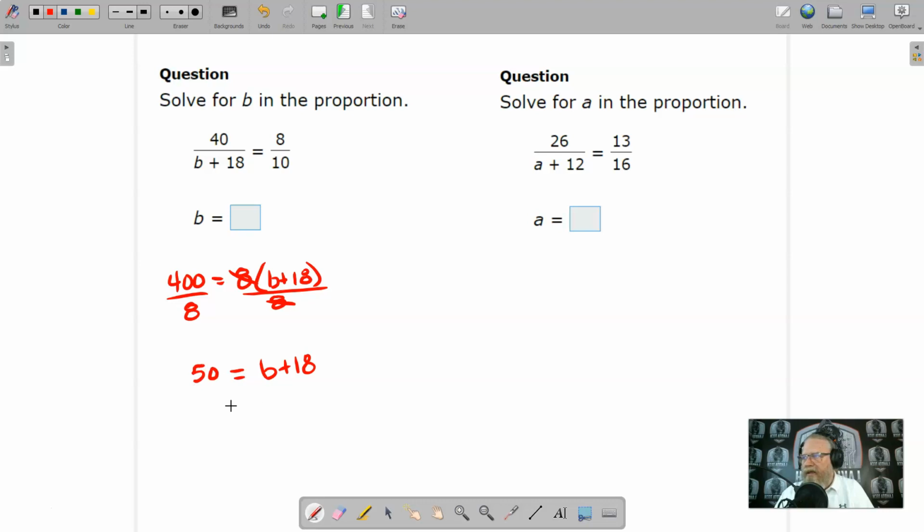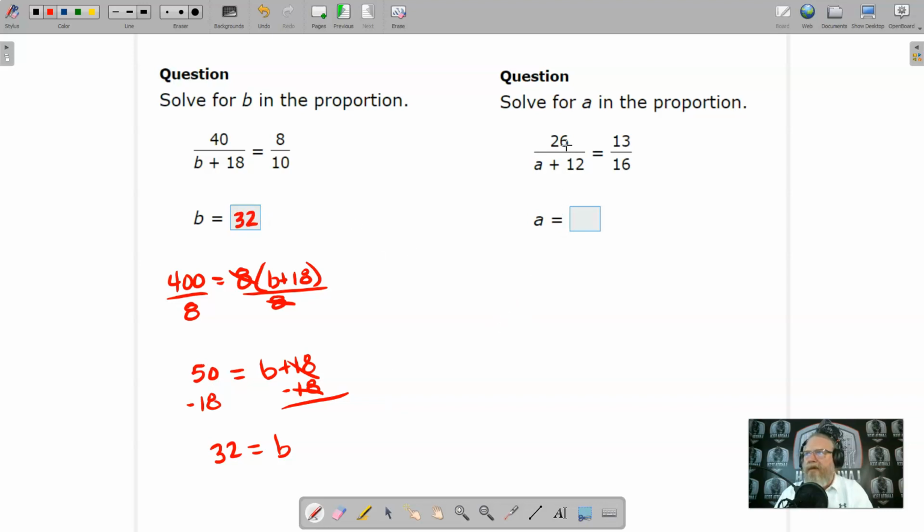And now I need to subtract 18 from each side. Minus 18, minus 18. That's going to cancel those 18s out, leaving it just B on the right. And 50 minus 18, well, 50 minus 20 is 30. Throw 2 more back on there. Should be 32, right? You can always double check. 32, 42, plus 8 more. Yep, 50. So B equals 32.